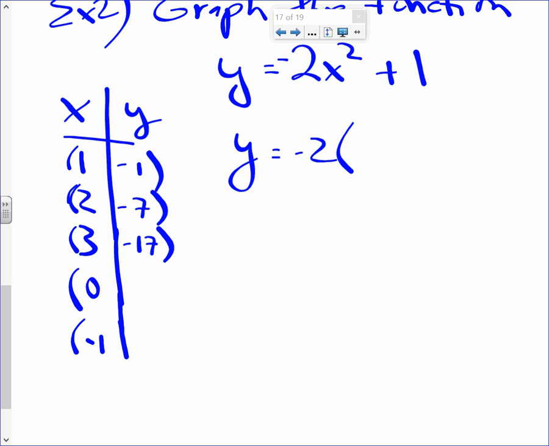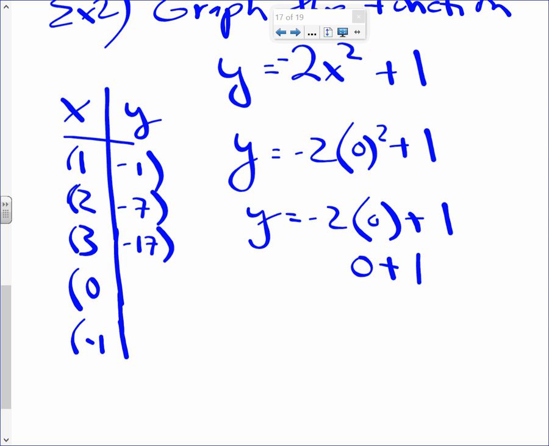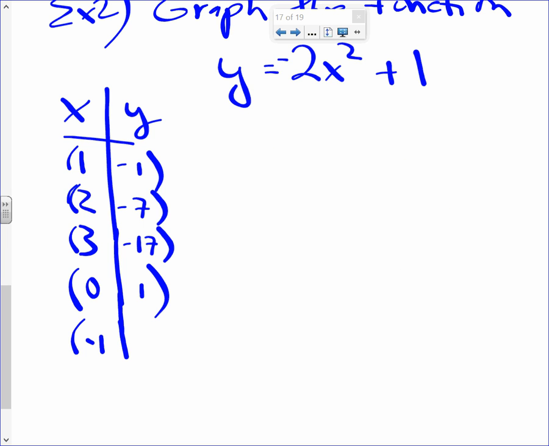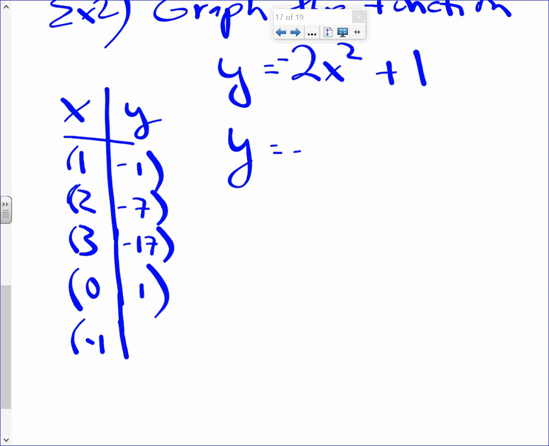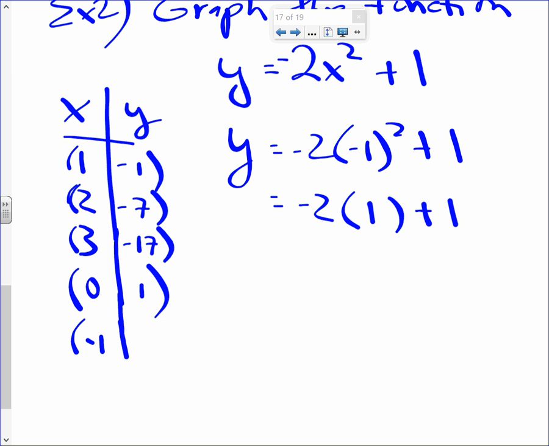y is negative 2 times 0 to the second plus 1. Negative 2 times 0 plus 1. 0 plus 1, 1. Sorry, Rocha. Not as quick as you. Next one. y is negative 2 times negative 1 squared plus 1. This really means negative 1 times negative 1, which becomes positive 1. Actually, it's negative 2 times 1, negative 2, plus a 1, negative 1. We're ready to graph these puppies.